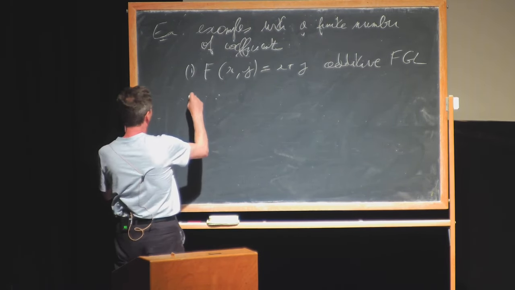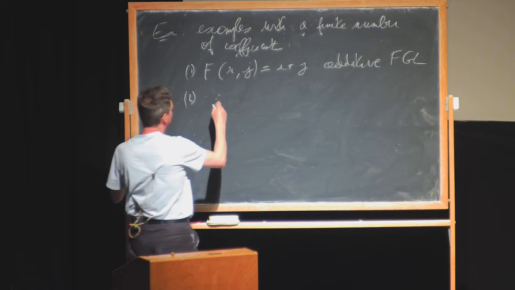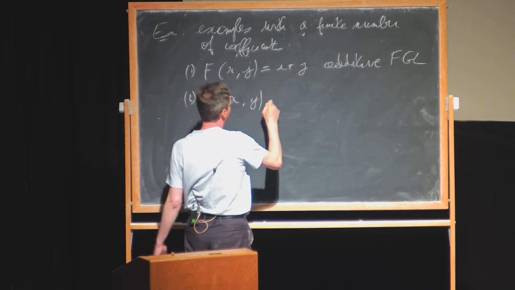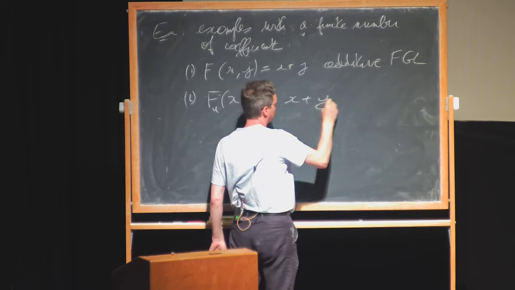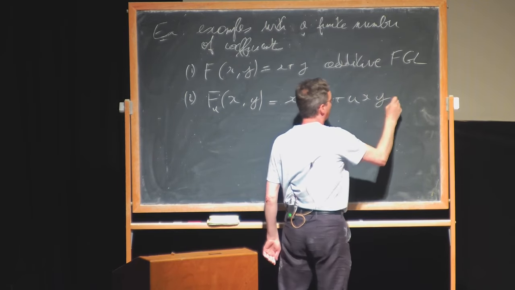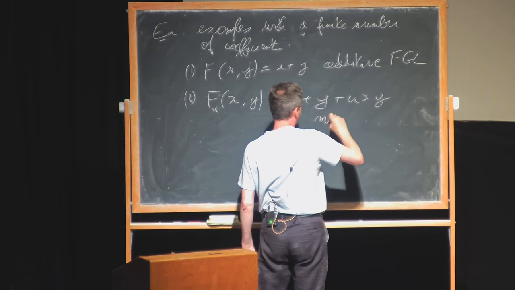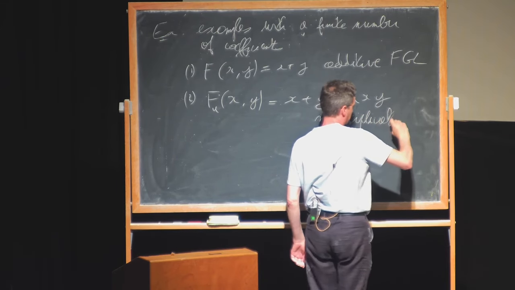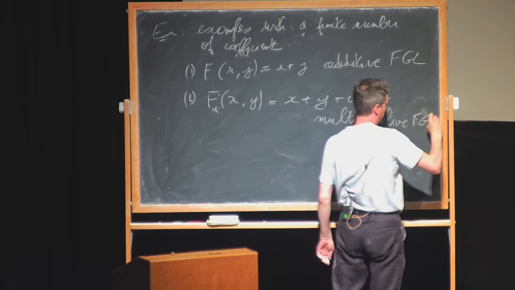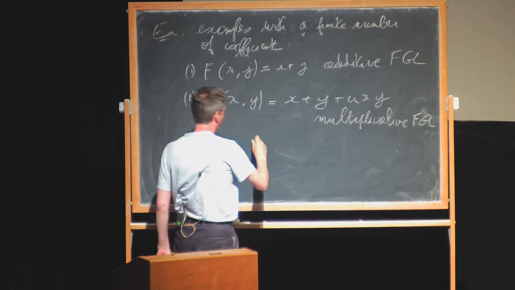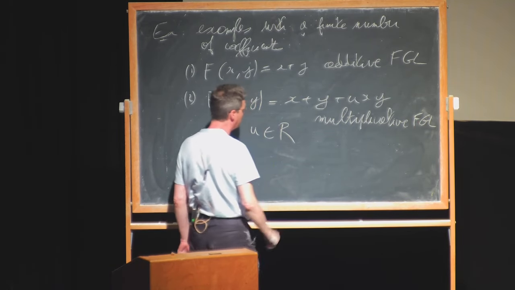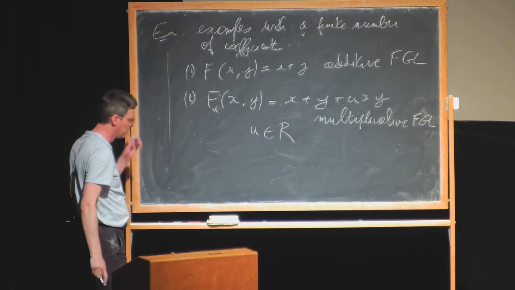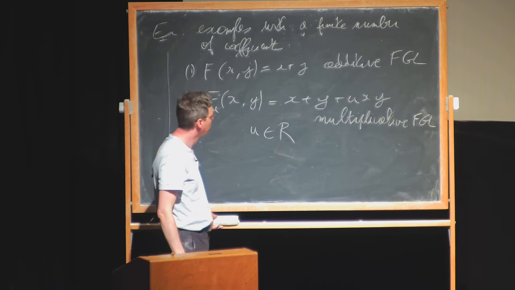And the second one is the so-called multiplicative one, and it depends on some parameter. F(x, y) is x plus y plus u xy, and it's called the multiplicative FGL. There's no constraint on u. It can be any element of R.